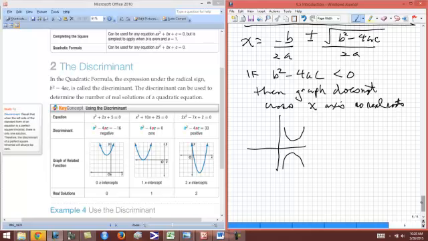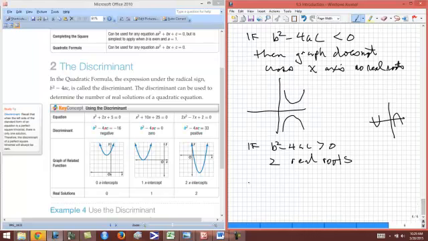Now, if b squared minus 4ac is greater than 0, there will be two real roots. So the graph is going to either do this or do that, something along those lines. It'll hit the x-axis going down and then back up, or going up and then back down. That's if b squared minus 4ac is greater than 0.